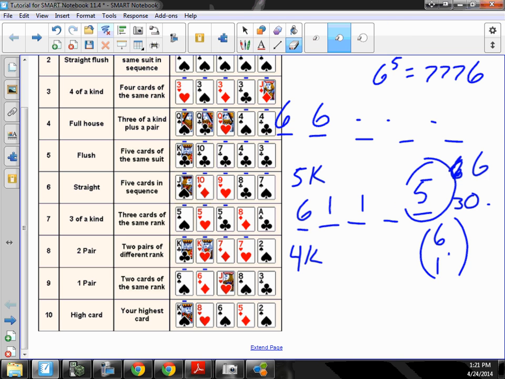Well, what if I change this to a 5, 4? So this is a 3 of a kind. Well, how many places are there for this to go? And this one to go. So you need to figure that out. Okay, it's kind of complicated, but I have given you the answers. Good luck.